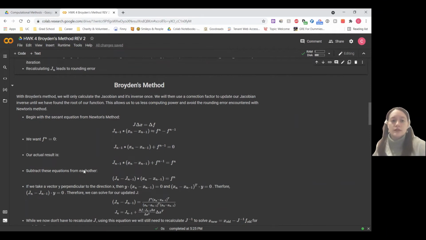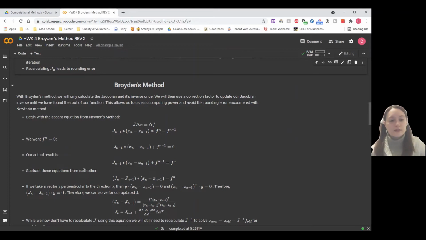And that's because in Broyden's method, we're only going to calculate the Jacobian and its inverse one time. Instead of recalculating the Jacobian with each iteration, we'll calculate a correction factor, which we can use for updating our original Jacobian with each iteration. So this will allow us to perform the same calculations with less computing power, and also we will get more accurate results because we won't have the same kind of rounding error.